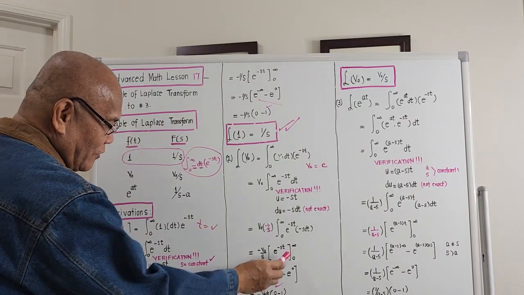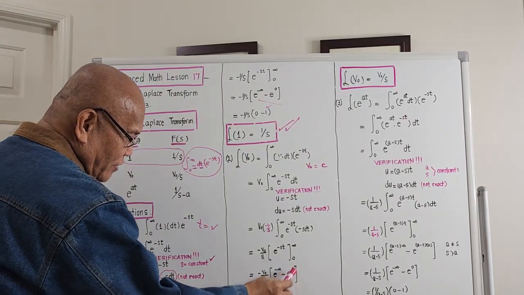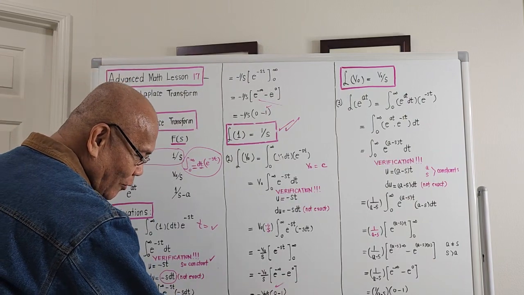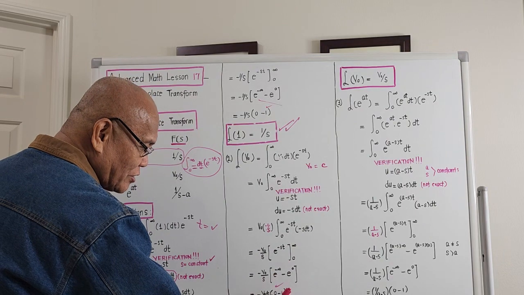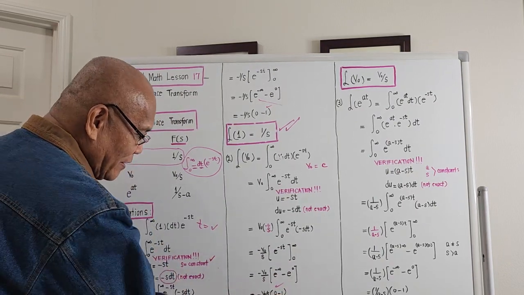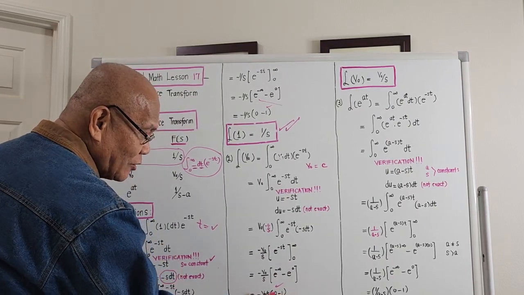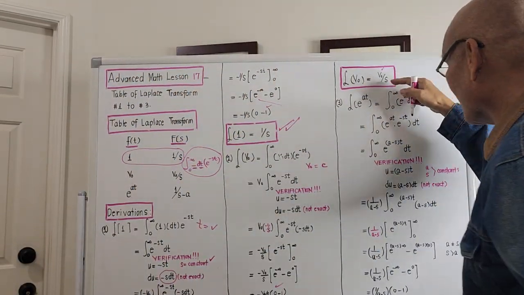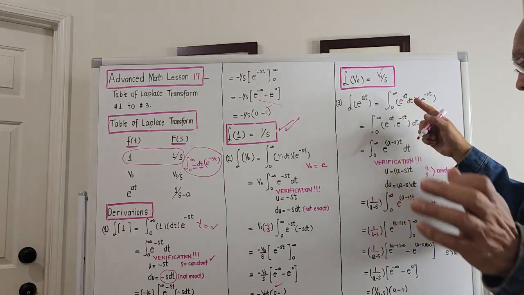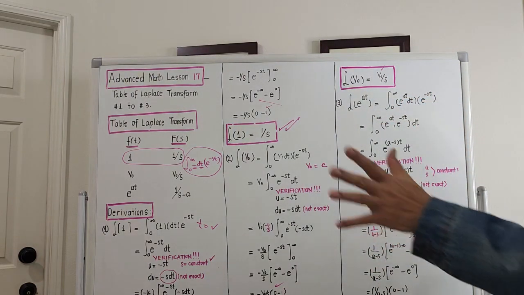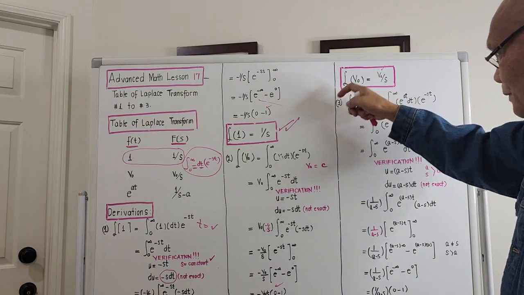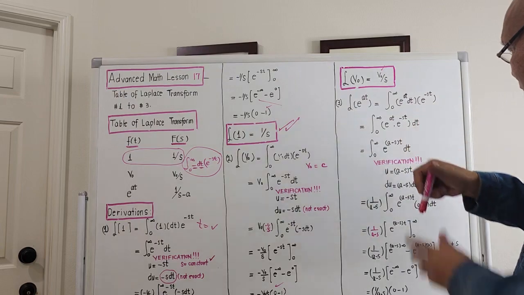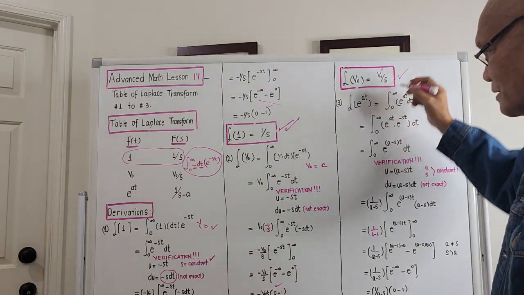So e raised to negative infinity is 0, e raised to 0 is 1, so what will come out will be negative V sub 0 over s times the quantity 0 minus 1. A minus 1 times negative V sub 0 will be positive. This is now positive, all over s. So under the so-called transformation formula number 2, the Laplace transform of V sub 0 is just simply V sub 0 over s. It is this.